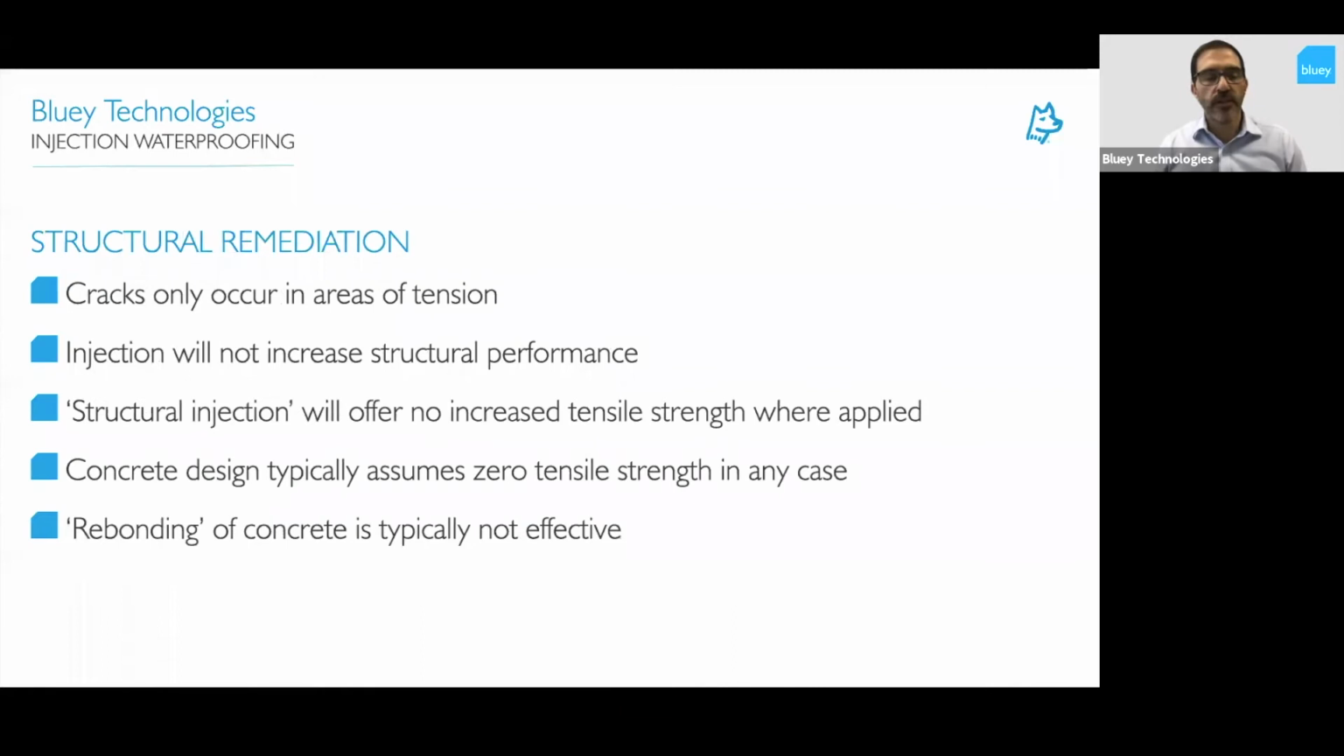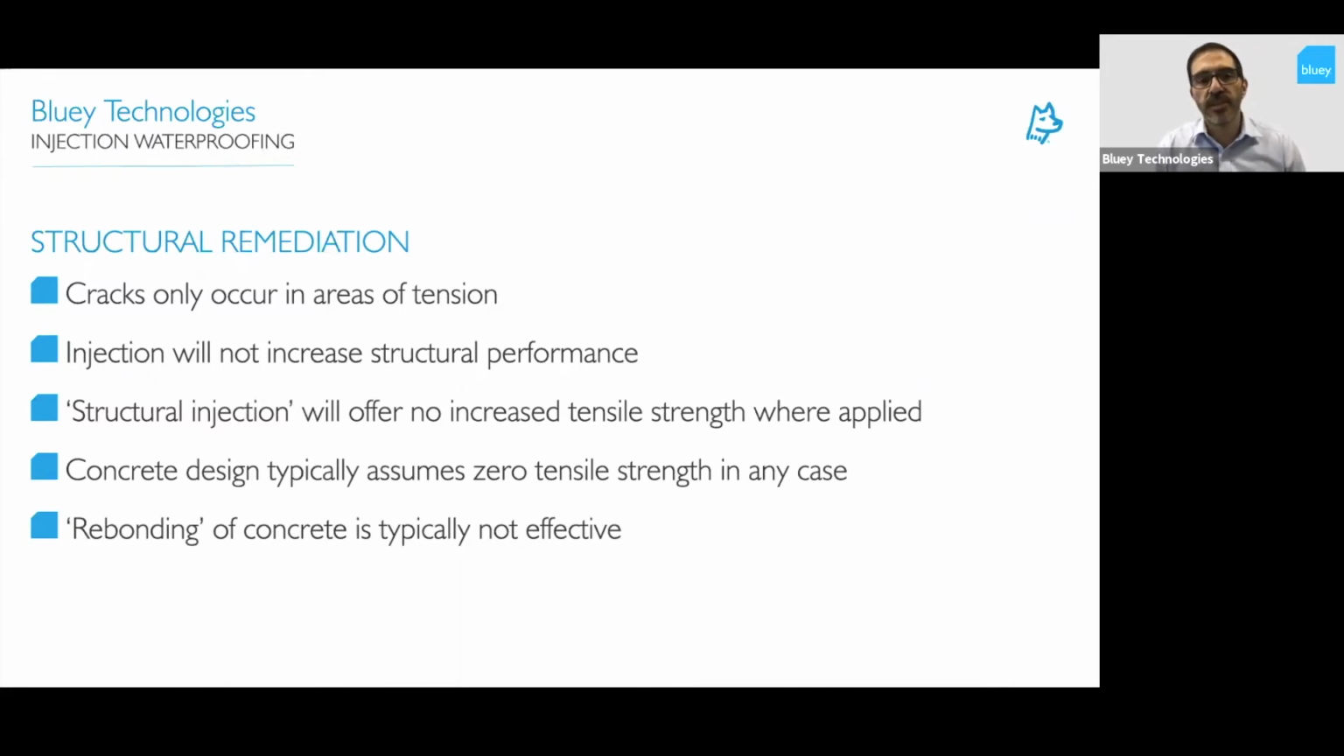The other one, which is a little bit controversial, is structural remediation. So this is where we want to go and inject cracks or defects because we think that the structure might be weakened because of those defects. It's just important to recognize that when you inject into an area that is cracking, that cracked area is intentional or has been intentional at some stage.